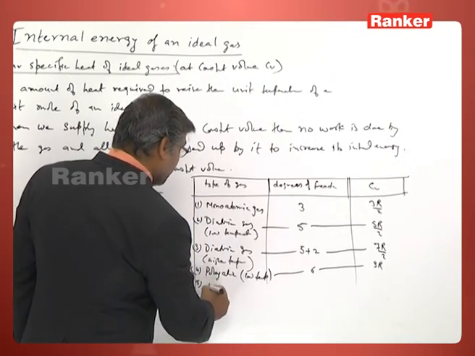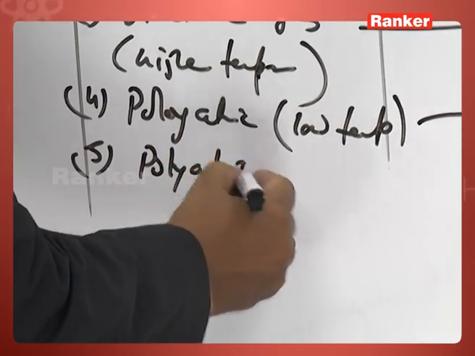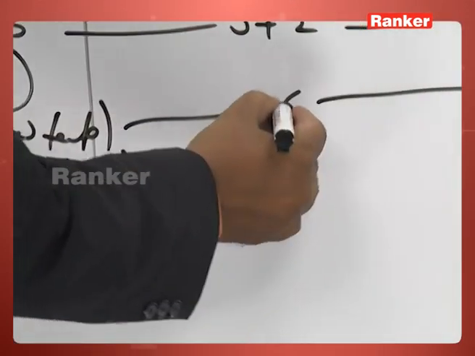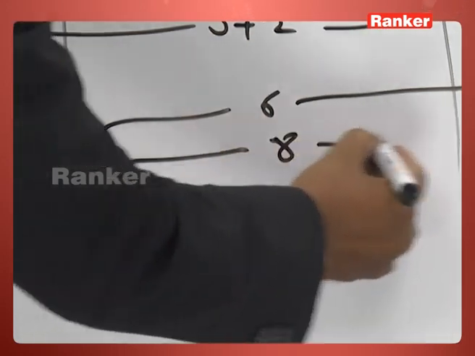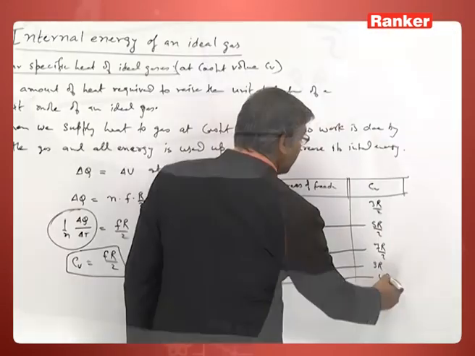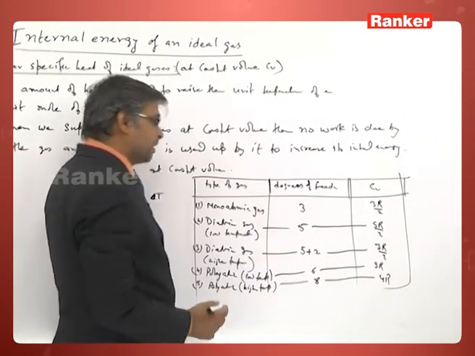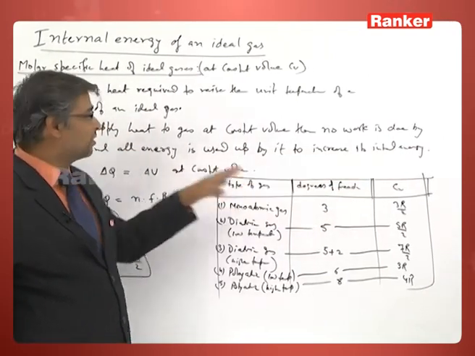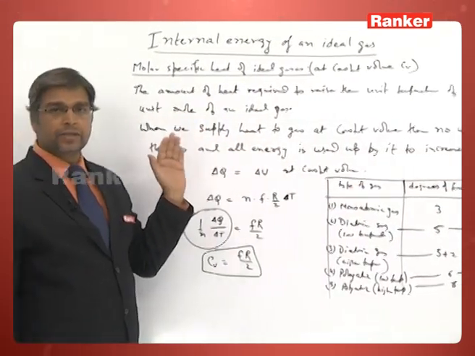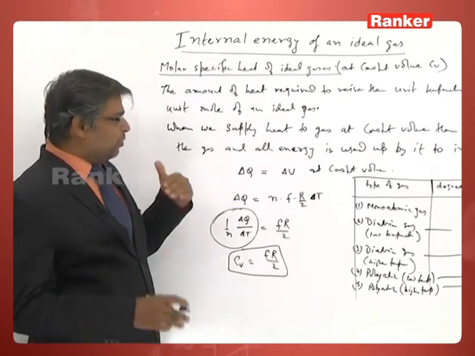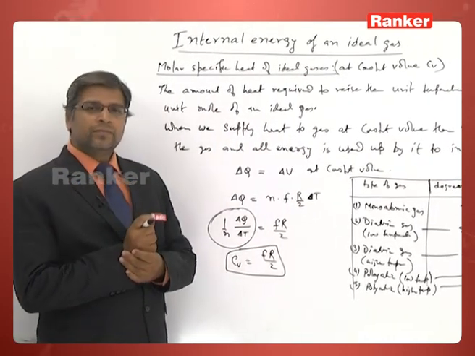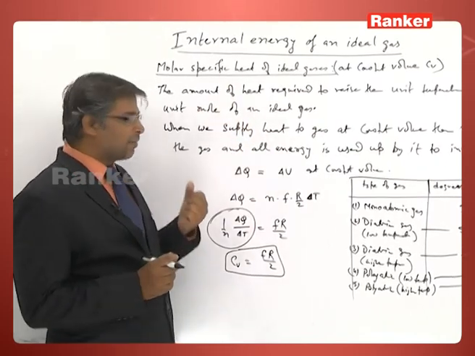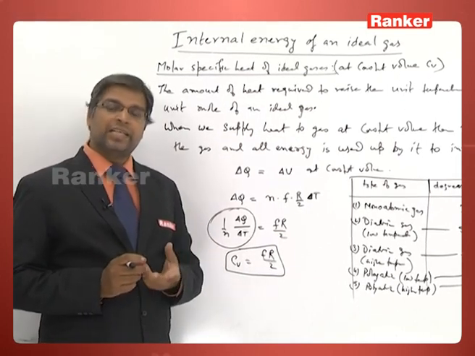Again the fifth one, polyatomic at higher temperature. We have again 2 more, so it will be 8. So, 8R by 2 is 4R. Thus you see here the degrees of freedom will tell what is the molar specific heat of a gas molecule. Now, with the help of kinetic theory, with the help of these degrees of freedom, we can also calculate the molar specific heat of solids.